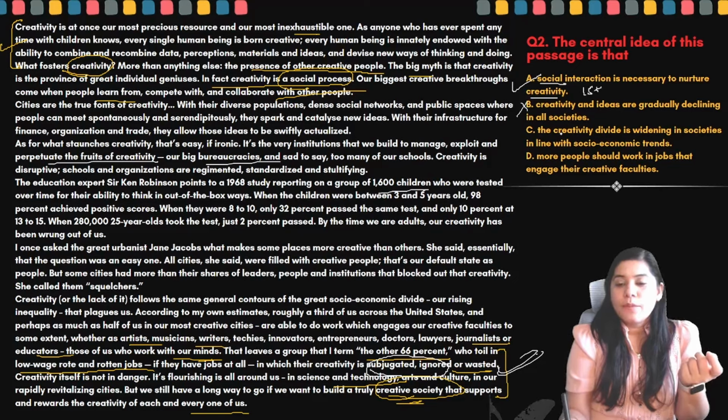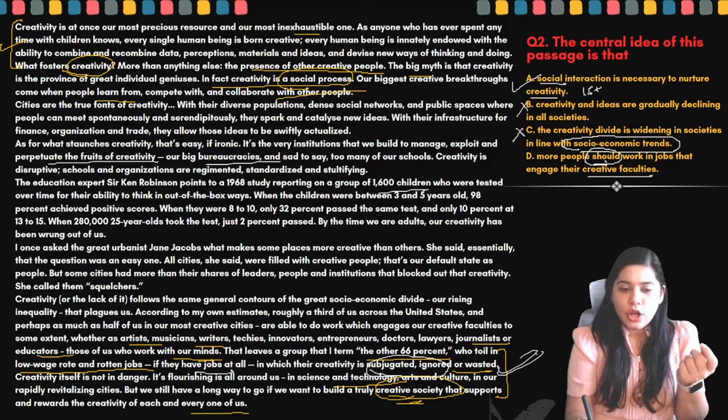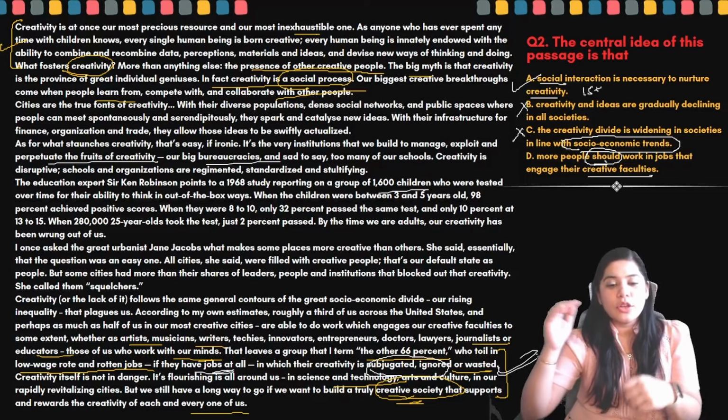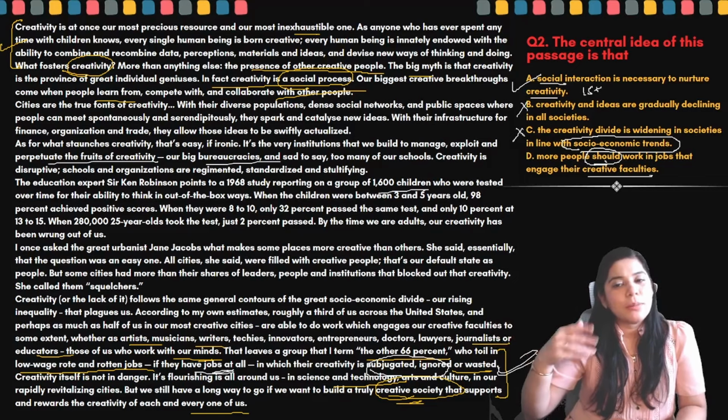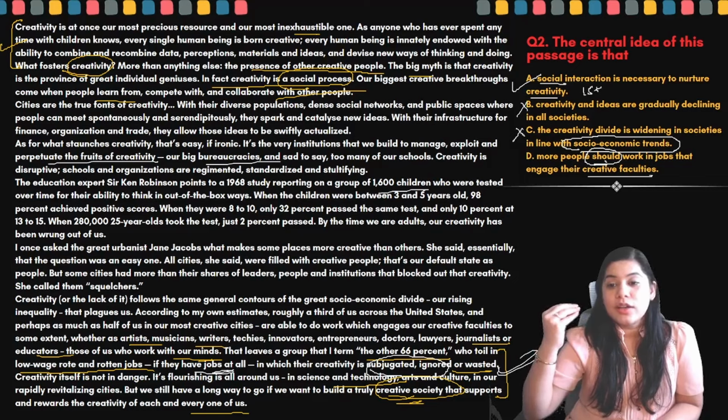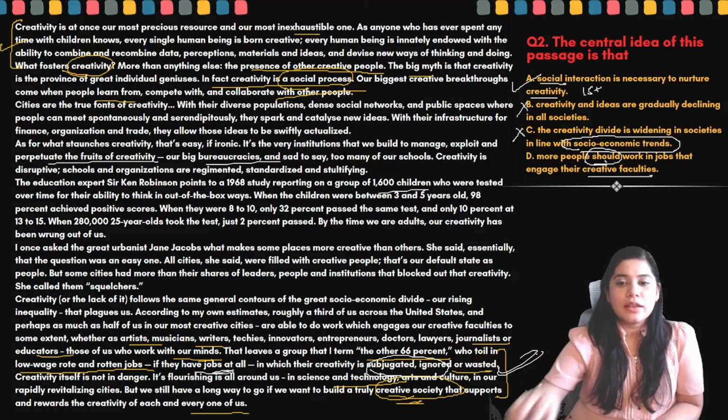Option C: the creativity divide is widening in societies in line with socio-economic status. No, we are saying nothing to do with socio-economic, right? Again, too narrow or wrong. Option D: more people should work in jobs that engage their creativity. There's no suggestion of that, we are just saying that there are certain jobs where creativity is subjugated or ignored, but creativity is still there even in those jobs, and we can make a more creative society by taking some efforts. But there is no suggestion that it should be done. That the non-creative jobs should not be there, nothing like that is mentioned.